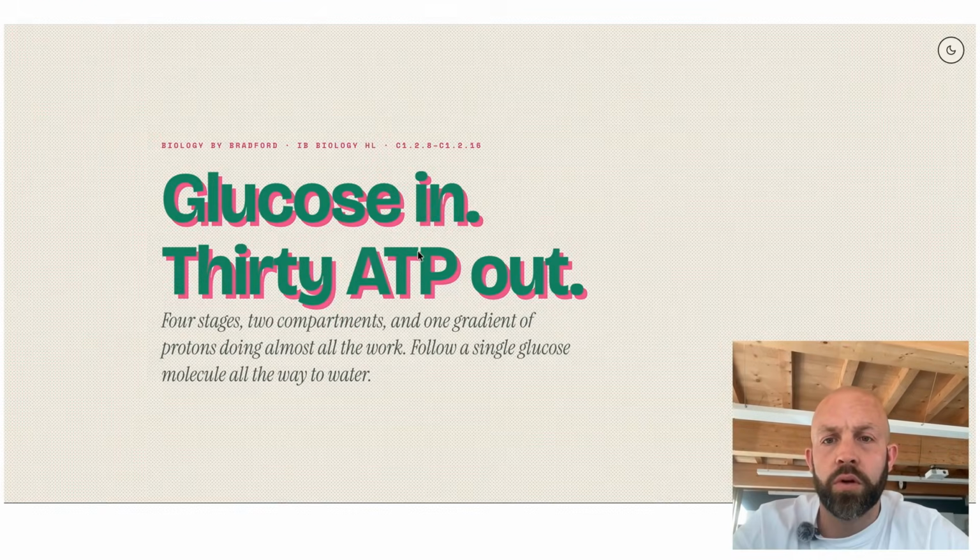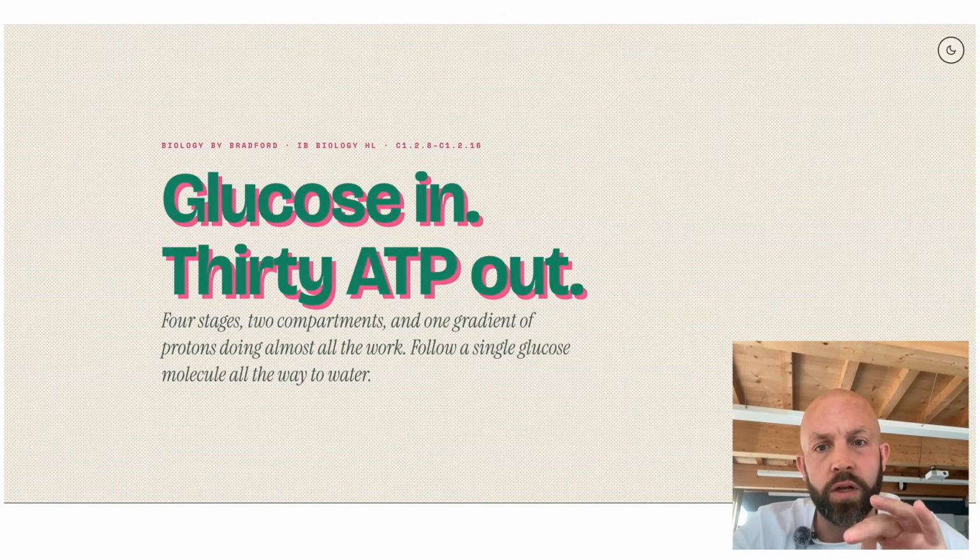Hey, so today we're going to talk about high level respiration. It's one of those topics that takes a while for that eureka moment to come about, where it all kind of clicks into place. So I like to always think about the big picture first of all, and then zoom in on the details when I talk about it with my students.